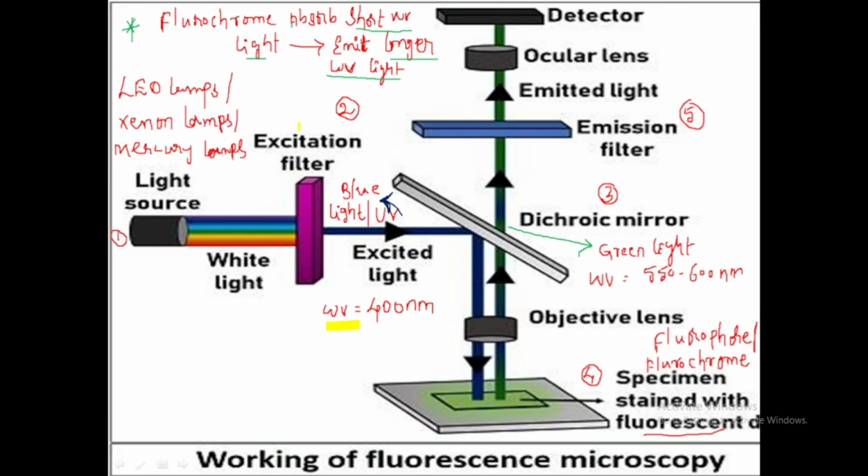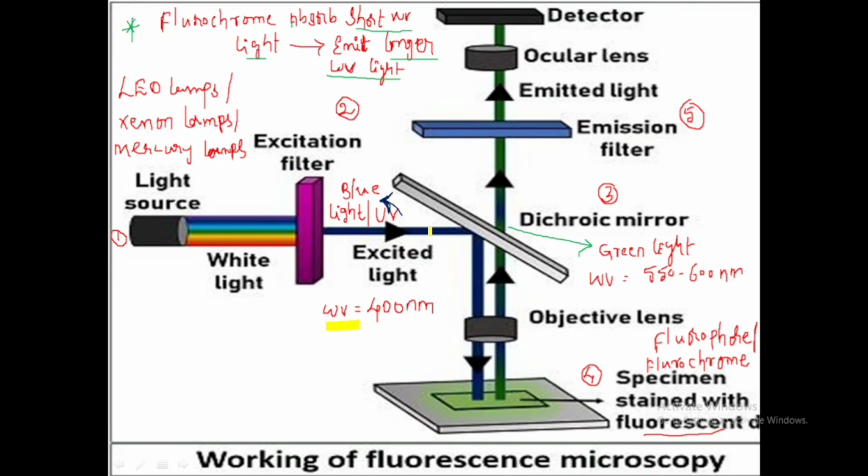Now once again, from the light source, white light passes. White light means it contains multiple colors of light with different wavelengths. In a fluorescence microscope we arrange an excitation filter. The excitation filter allows only blue light to pass. That blue light has a shorter wavelength and high intensity. The wavelength is 400 nanometers.